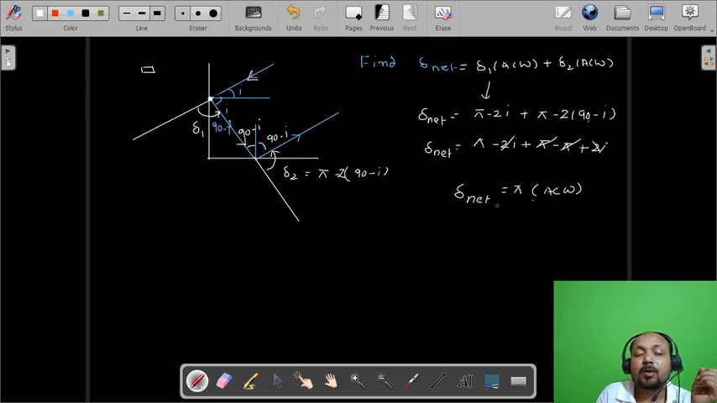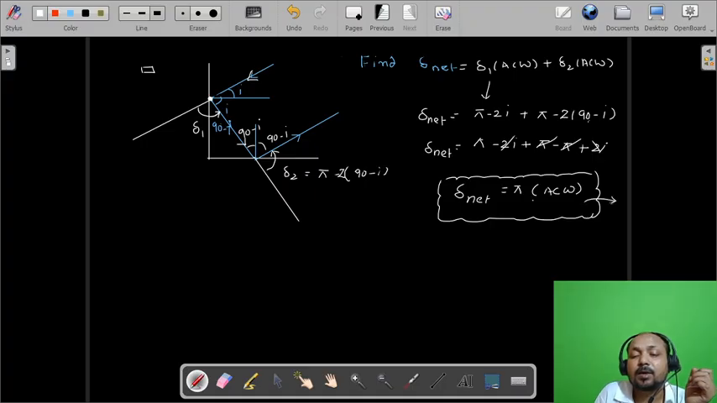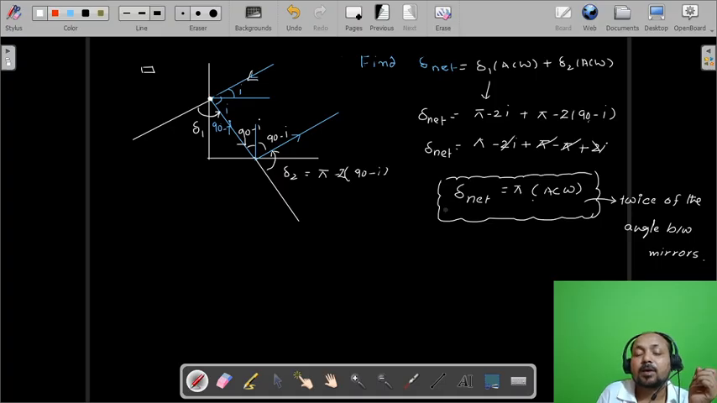Also here, one point should be noted: this del net is twice the angle between the mirrors. Here the angle between the mirrors is 90 degrees and this comes out as 180 degrees. Next, let us see another example.